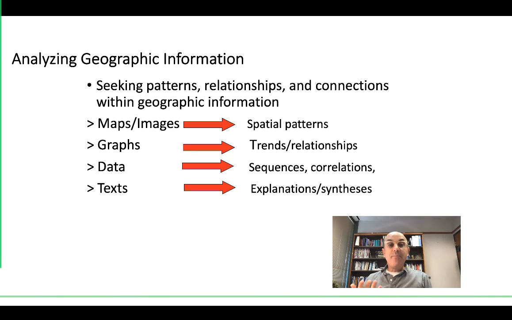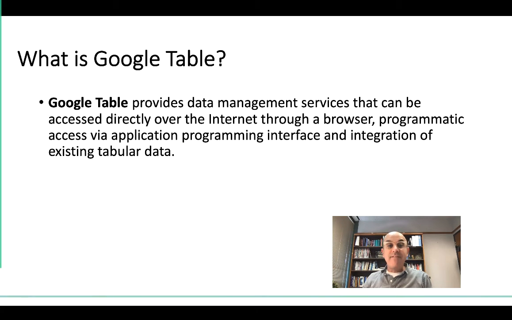And so we have, again, terminology that we often apply. We have maps and images that give us the patterns. We have graphs that we often use for trends and relationships. We have the data that has consequences or correlation, and the text provides us the idea of explanation or gives us more insight into the visualization.